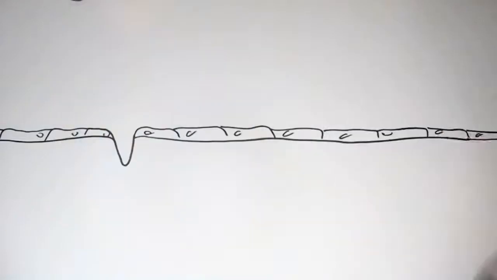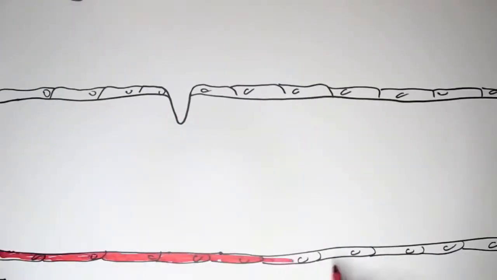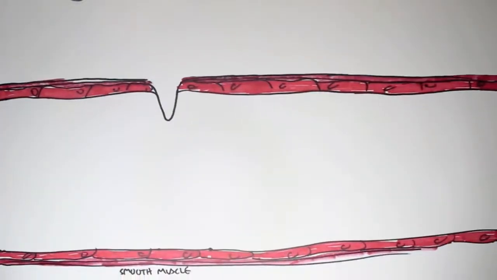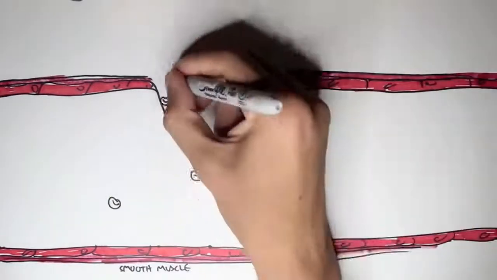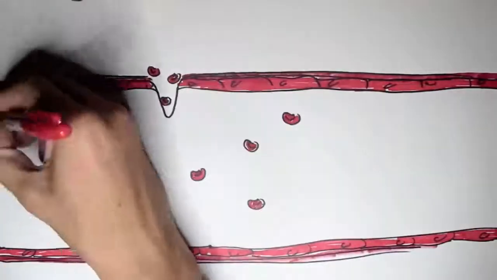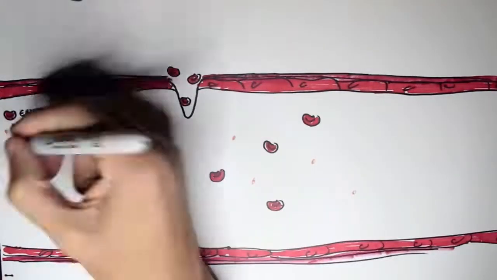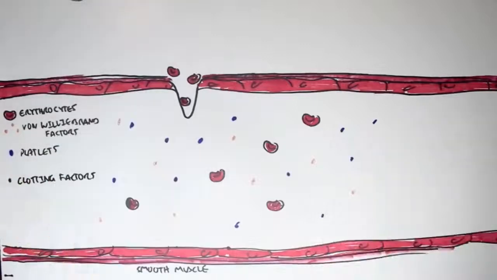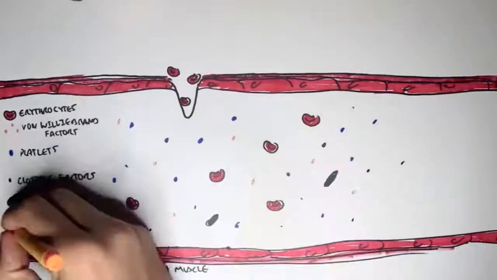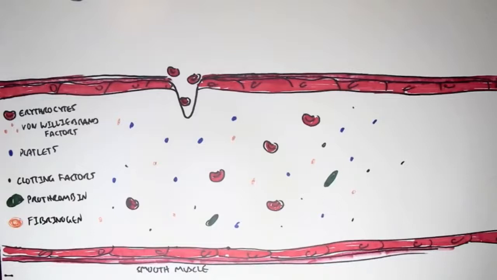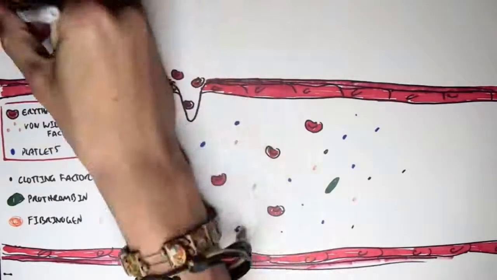So here again we have the blood vessels from a different view, except probably easier. And here we have the endothelial cells and the injured site. Surrounding the blood vessel we have smooth muscles. Now if you remember what we found in the blood vessels, we found erythrocytes, red blood cells, which begin gushing out through the injured site. We also find von Willebrand factors and platelets, also known as thrombocytes. We also find many clotting factors, prothrombin, and fibrinogen here. Right now we will concentrate on the first three.